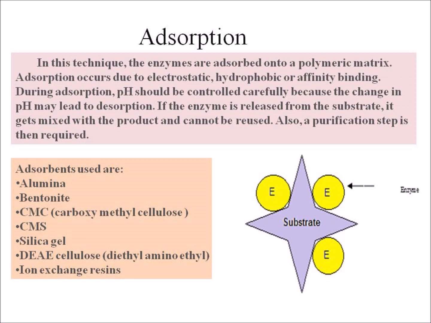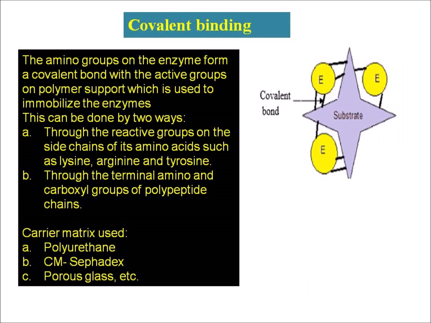Some of the common examples of adsorbents are alumina, bentonite, CMC that is carboxymethyl cellulose, silica gel, DEAE cellulose, dimethyl aminoethyl ion exchange resins. See in this diagram, it is shown the attachment of enzyme on the surface of the substrate.